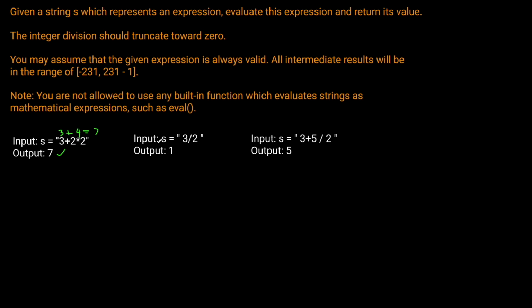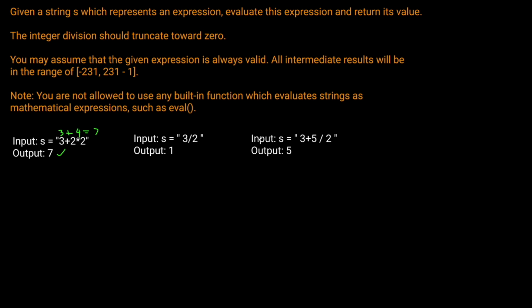So here in this example, we have s equals 3 divided by 2, and this is really 1.5, but since we're truncating down, it just becomes 1, so that's why we expect 1 as our answer here.